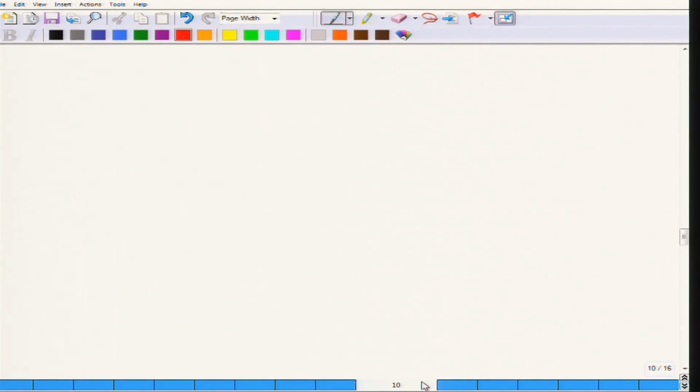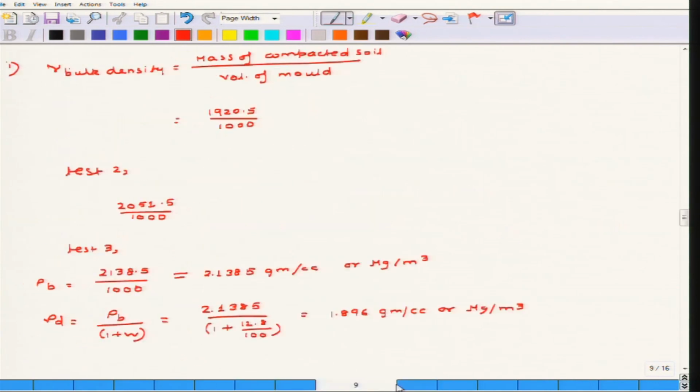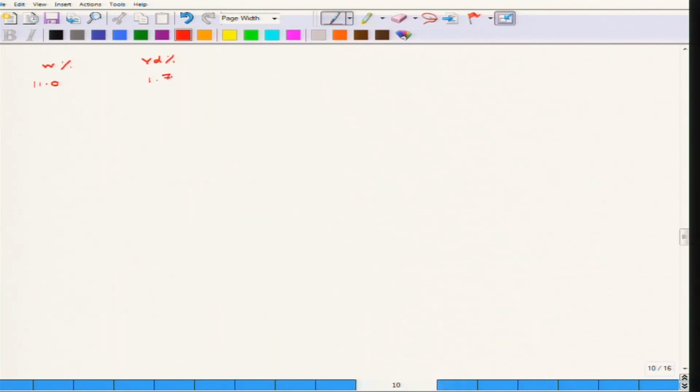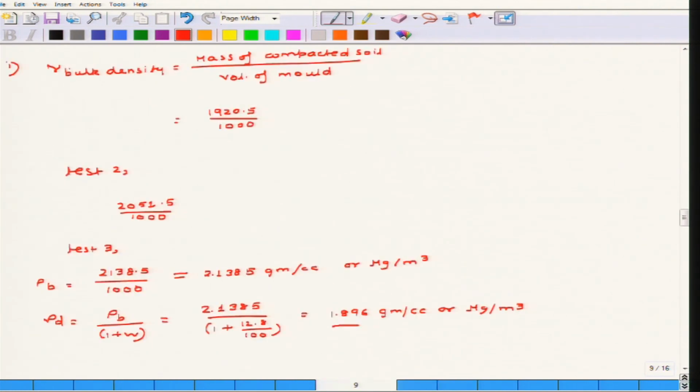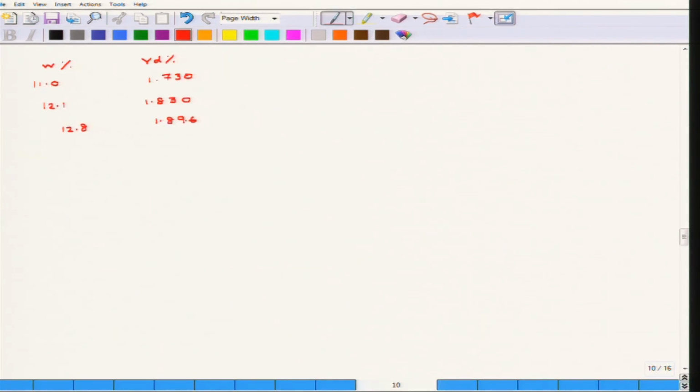Now you have to plot water content versus dry density. Let us start with the moisture content of 11, because 11 is the starting moisture content here. For 11 you will get the dry density as 1.730. Similarly, for 12.1 you will get 1.830. For 12.8 we have already got 1.896, in gram per cc. Similarly, for 13.6 this is 1.890, and like that.